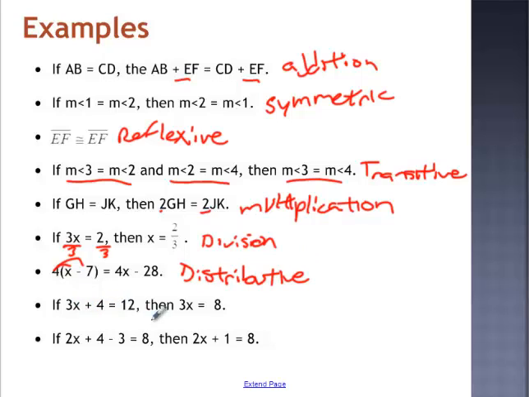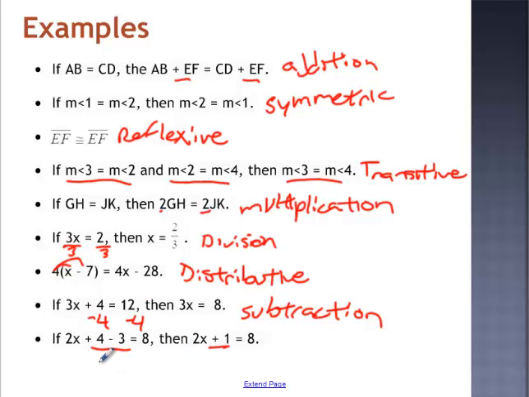3x plus 4 equals 12 gives you 3x equals 8. What happened to the 4? It got subtracted to the other side, so that one's subtraction. And then the last one, 2x plus 4 minus 3 equals 8. Take a look at these two. Those 2 became a 1.